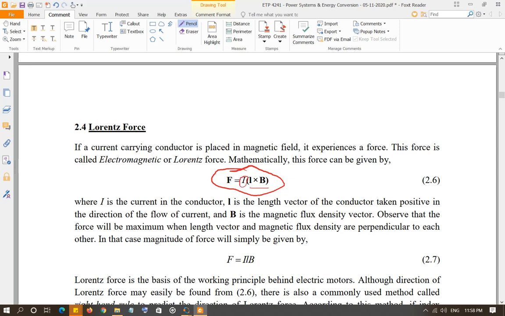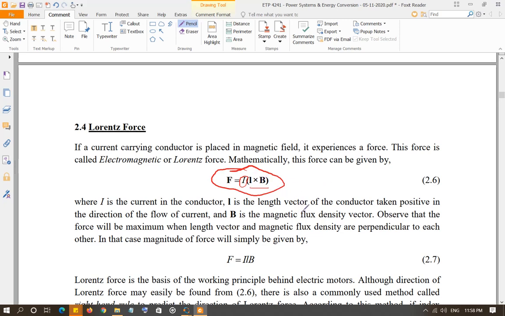Remember, force is a vector. So you take the cross product between the length vector and the magnetic flux density. What direction are you going to choose for the length vector? The same direction as we discussed in the last topic: the direction in which the current is going to flow is the positive direction of the length vector. Since the current direction is generally given to you, because there is no Lorentz force if there is no current in the conductor, you can easily establish the direction vector for the length.